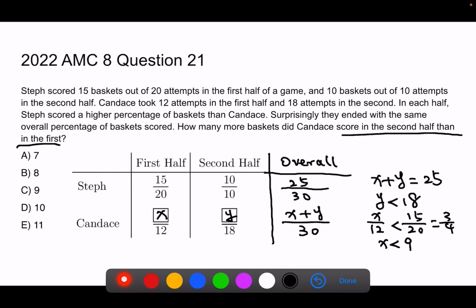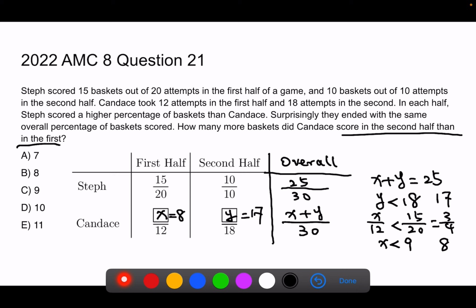X is less than 9, Y is less than 18, and X plus Y has to be 25. You will see the largest value for Y is 17, and the largest value for X is 8, and that is the only way to make it work. So we have X equal to 8, Y equal to 17.